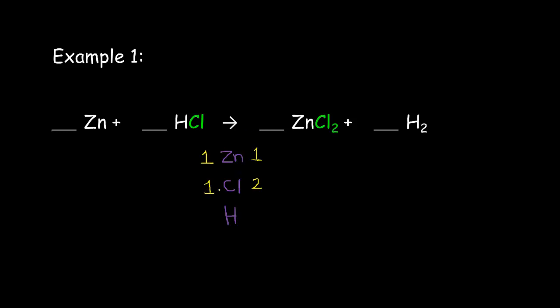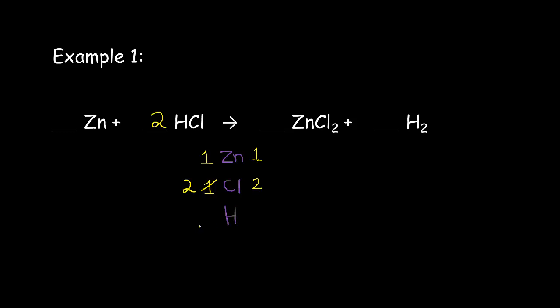So we need to have 2 chlorines on the reactant side. So over here, we will not put a 2 down here, because that will change this compound to a different compound. HCl is not the same as HCl2. The only number we can change when we balance equations are the coefficients. So I'm going to put a 2 in front. We now have 2 chlorines.